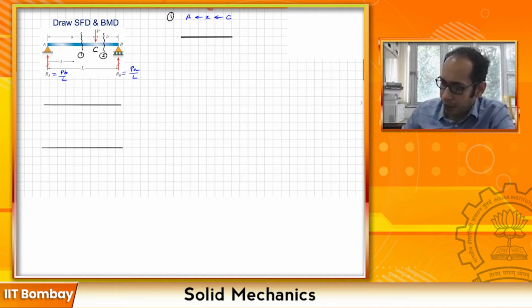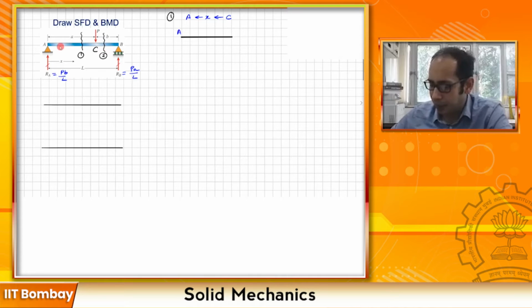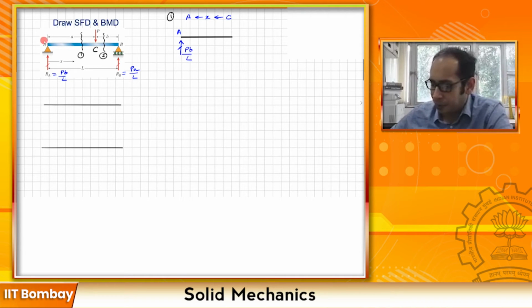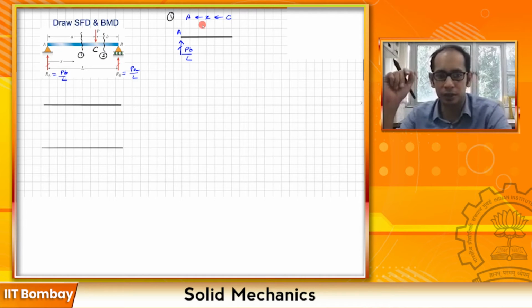In the beam, this is my point A. I'm going from the left part of the beam to the right part. From A, I have this reaction, which is still there, which is PB over L. From this reaction to where I've cut this section, just to the right of A and just to the left of C, I don't have any other loads, so I'm not going to draw anything on top of the beam. But at the very end over here, I'm going to mark my internal shear force and internal bending moment.